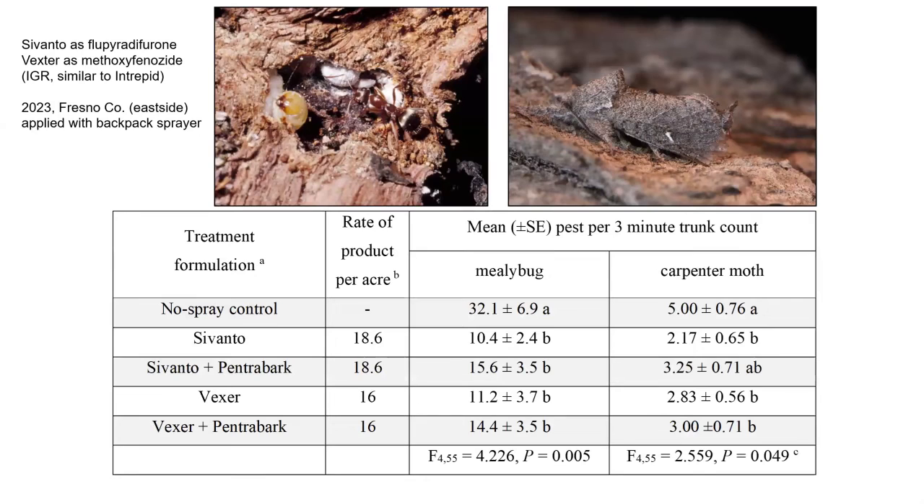We have tried different surfactants. So here we've got this carpenter moth with mealybugs. There's the moth, there's the mealybug. On the right is the adult moth found in Fresno area. We tried Savanto for the mealybug, Vexer, which is Intrepid, for the moth, and we tried it with Pentrabark. We saw all of the chemicals reduced the mealybug or the carpenter moth, but the Pentrabark didn't make any difference. So we're still looking for something to have an impact to get the product underneath the bark to control the mealybugs.